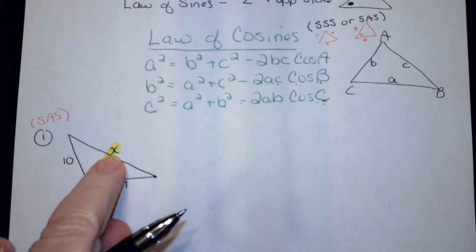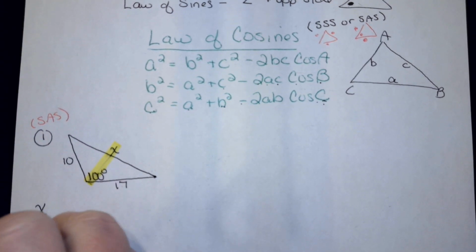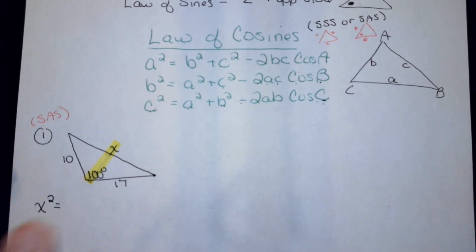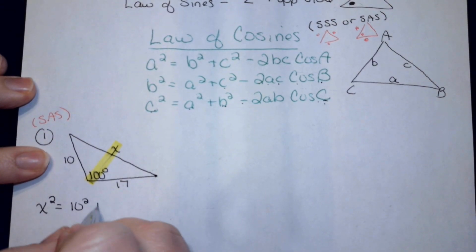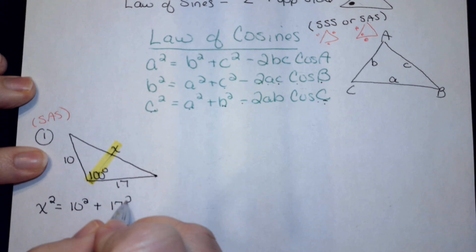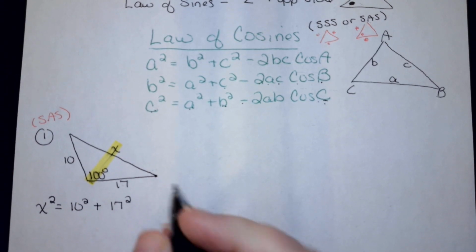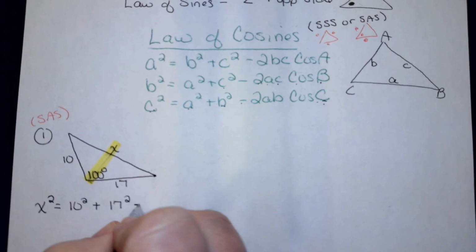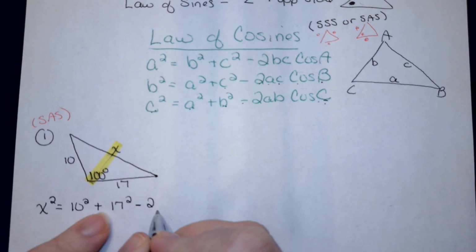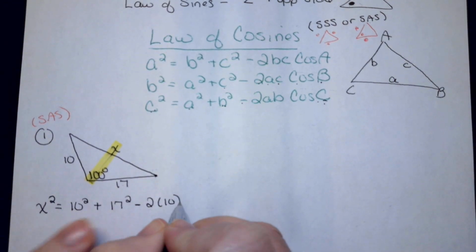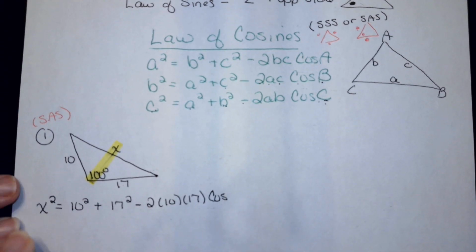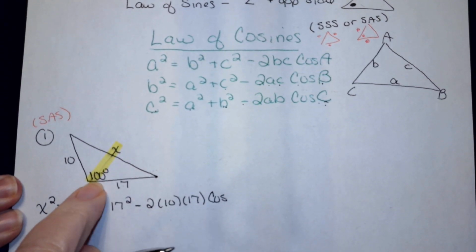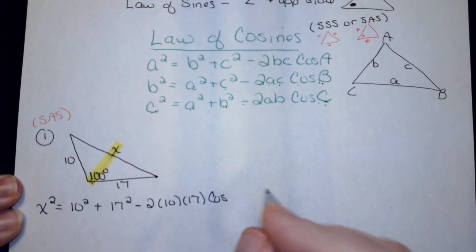So we're going to have our side squared equal to the other two sides squared. So we've got 10 squared plus 17 squared, minus 2 times the numbers on this side, so 10 and 17, times the cosine of the angle opposite that side. So the cosine of this angle would be 100.